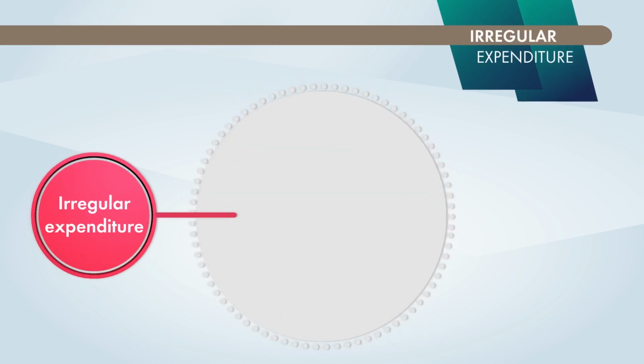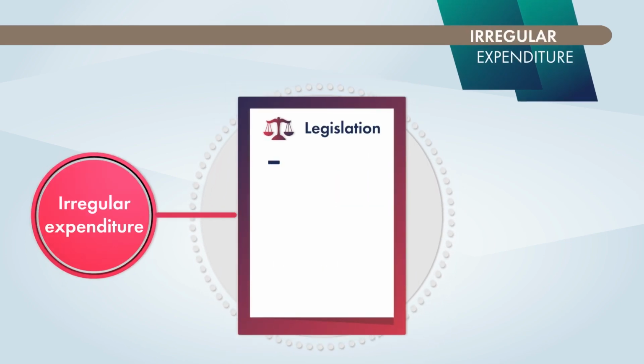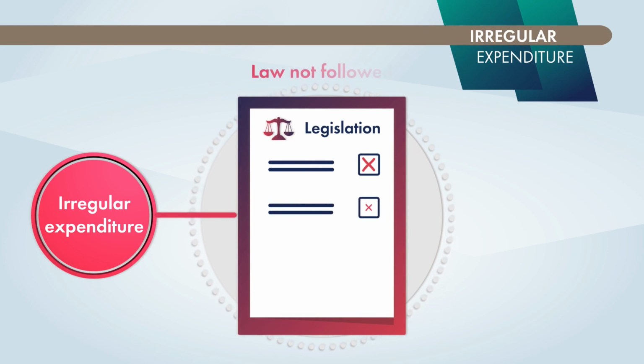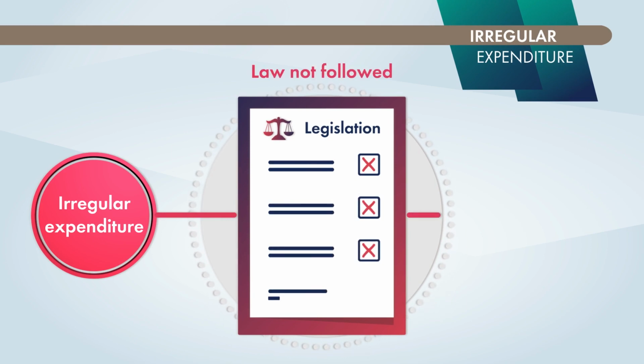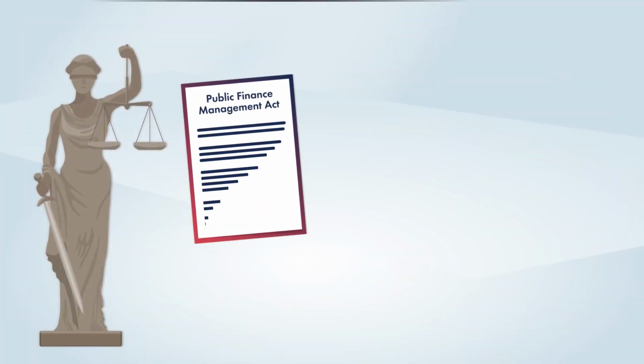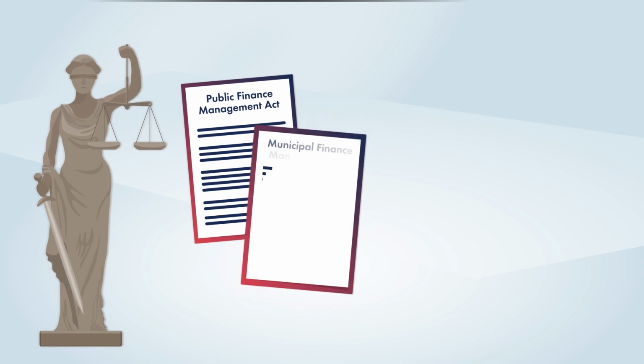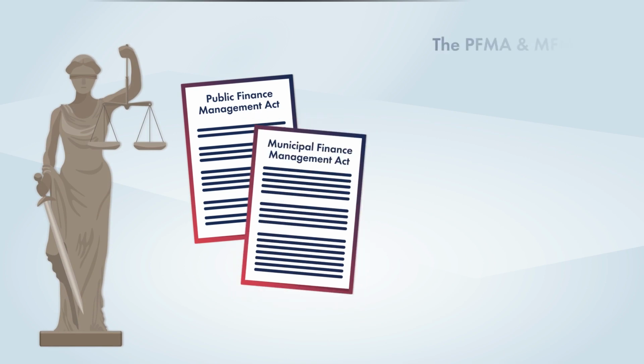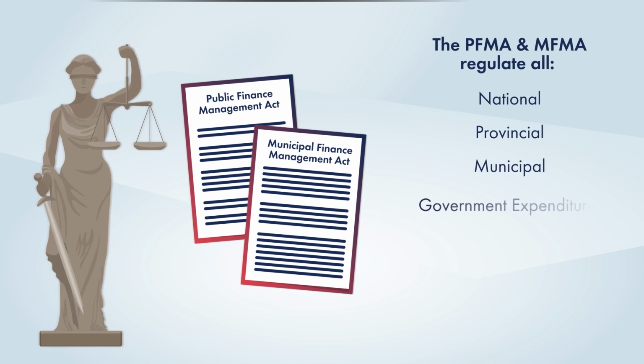Let's start with irregular expenditure. This simply refers to instances where the requirements of legislation were not followed in the process leading up to any payment. The Public Finance Management Act, or PFMA, and the Municipal Finance Management Act, or MFMA, regulate all national, provincial, and municipal government expenditure, respectively, and clearly state the procurement and payment process to be complied with.